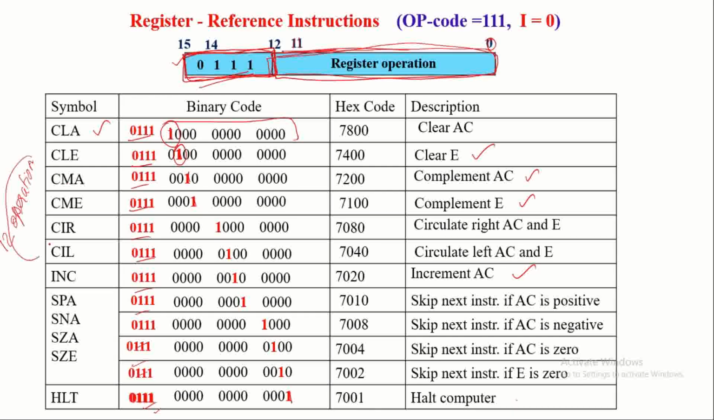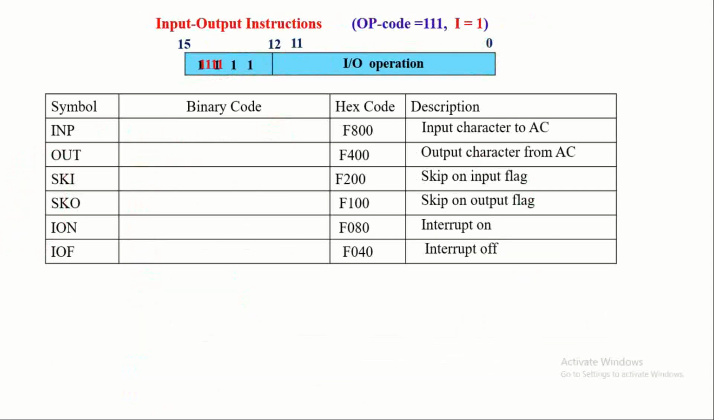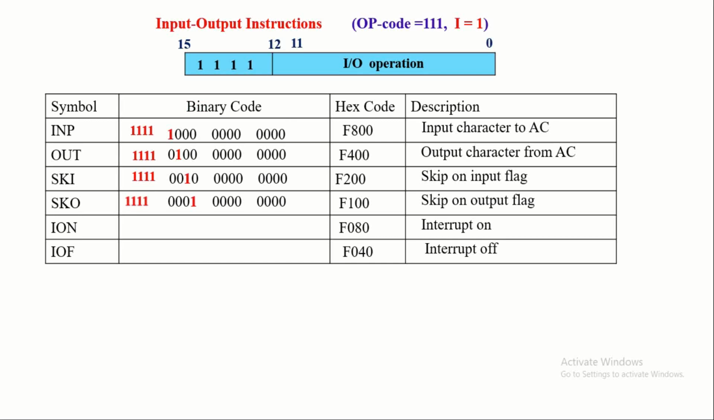12 different operations are specified in register reference instructions. Okay, let us now discuss IO instructions. In IO instructions, all the instructions have one binary value in the 12th to 15th bit. You can see that in all the IO instructions, the 12 to 15th bits have one binary value.